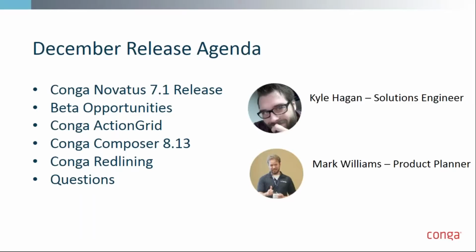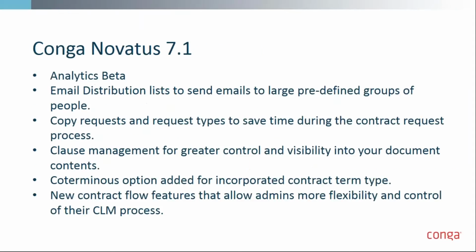So we're going to go over a few things today. We're going to go through the Nevada 7.1 release, some exciting new beta opportunities. We'll look at Conga Action Grid, Conga Composer, redlining, and like I said, we'll leave time for questions. Your hosts today are Kyle Hagan and Mark Williams. And with that, I will go ahead and let you kick it off, Mark.